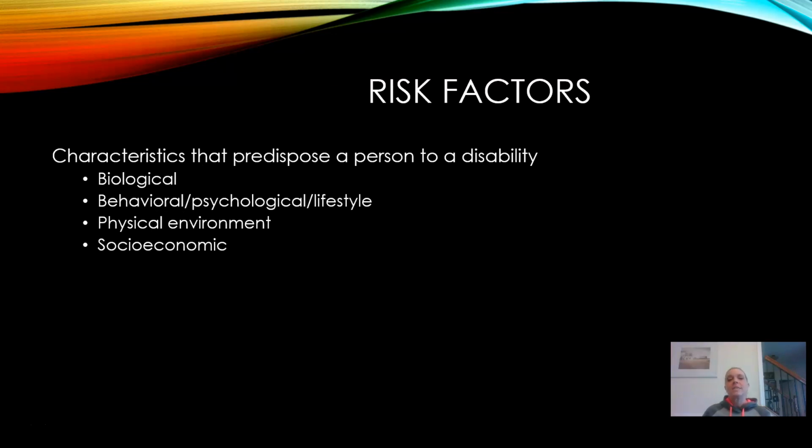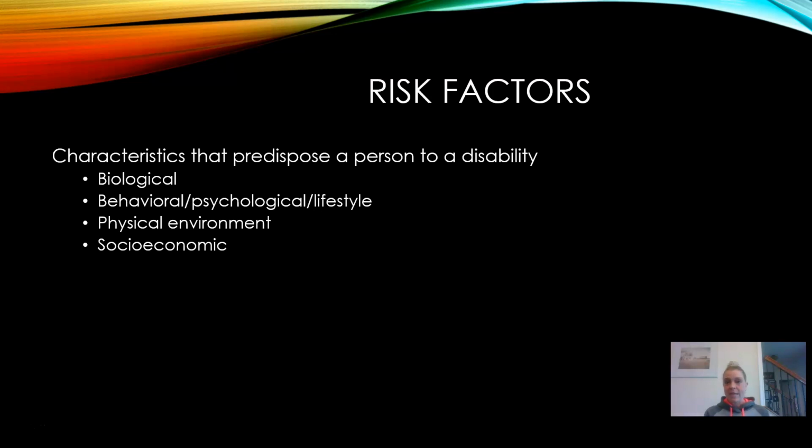Some risk factors, some things that can predispose a person to a disability. There are some biological factors that play into this, things like a patient's age, their weight, their family history, congenital abnormalities, things like that. Their behavioral, psychological, lifestyle type choices, so whether they're more sedentary or active, their tobacco and alcohol use, the nutrition choices they make, and their motivation and coping skills play into that. Their physical environment, are there any architectural barriers that they need to overcome on a daily basis, or even just the ergonomics of their workplace?